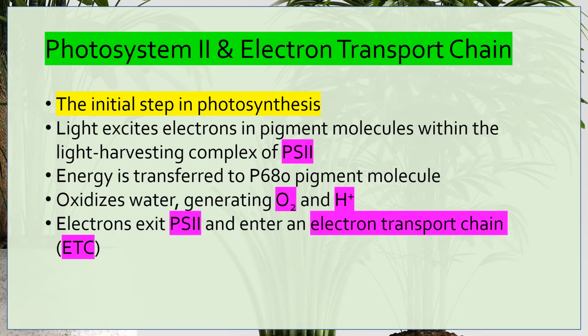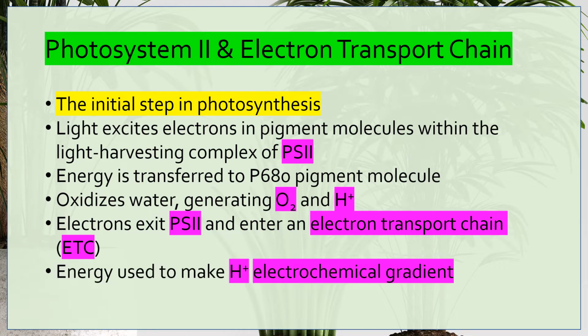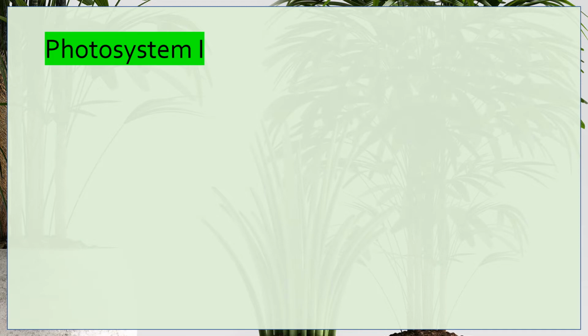Electrons exit photosystem 2 and enter an electron transport chain. This energy is used to make the hydrogen ions for the electrochemical gradient. Photosystem 1's primary role is to make NADPH.